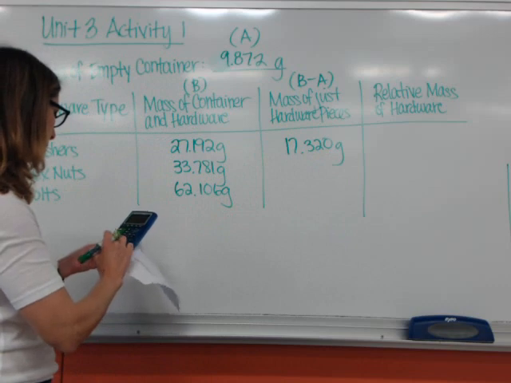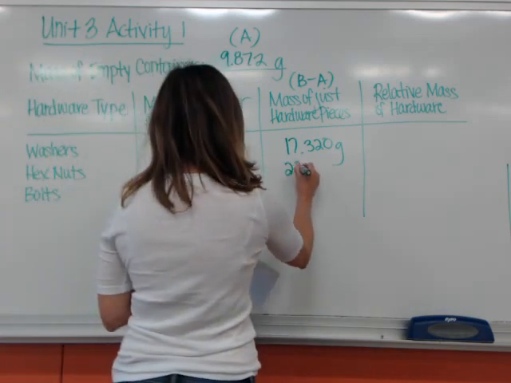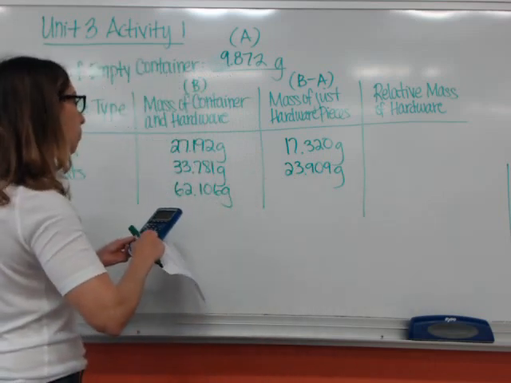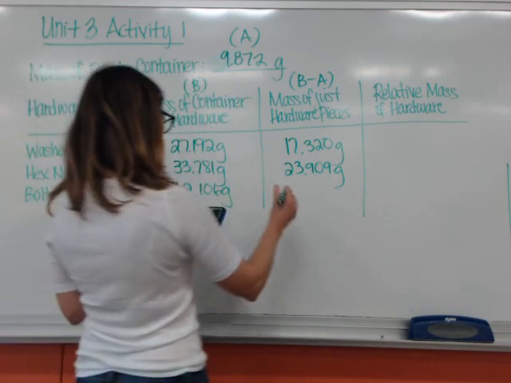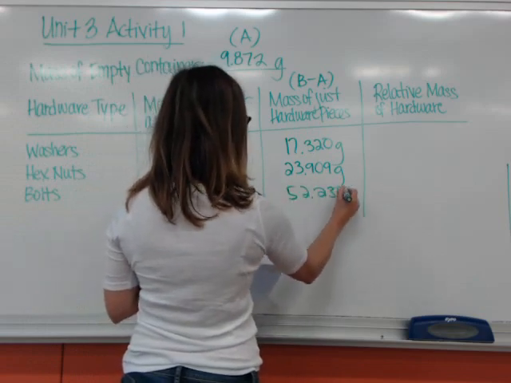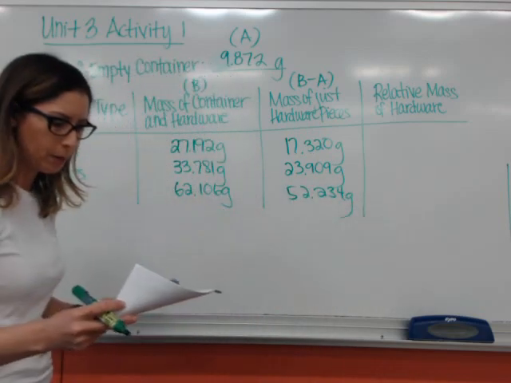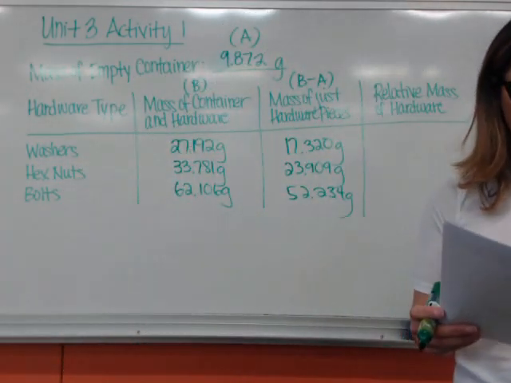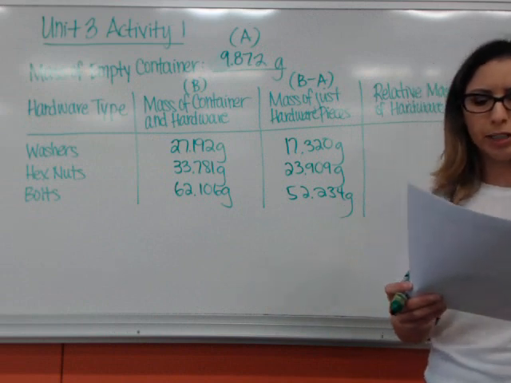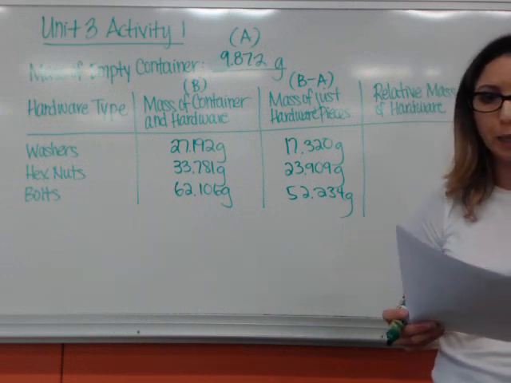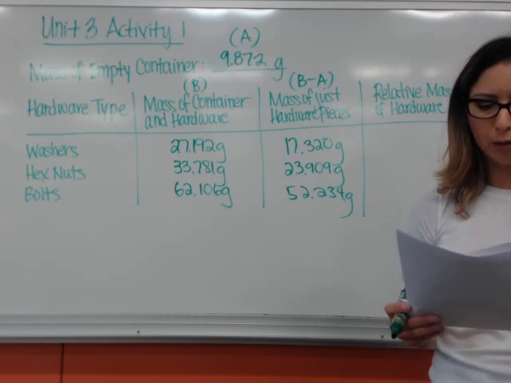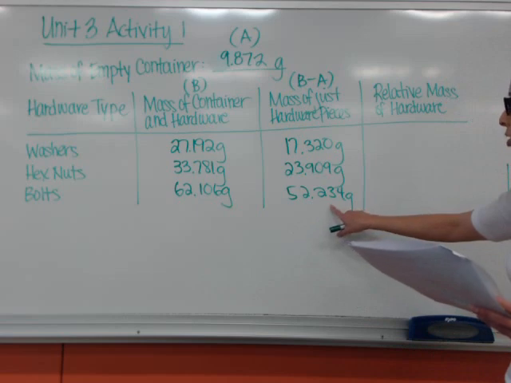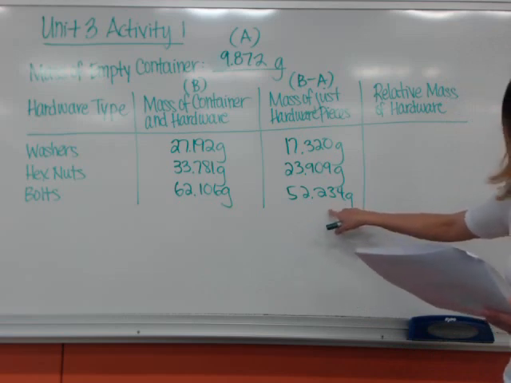33.781 minus 9.872. This is 23.909. And then 62.106 minus 9.872. This is 52.234 grams. Okay. Now, if you look at question number 1 under the analysis section, it says, you weighed samples of multiple pieces of hardware. If each vial contains the same number of hardware pieces, which individual piece of hardware do you think is the most massive? Well, here we have 52.234 grams for the bolts.